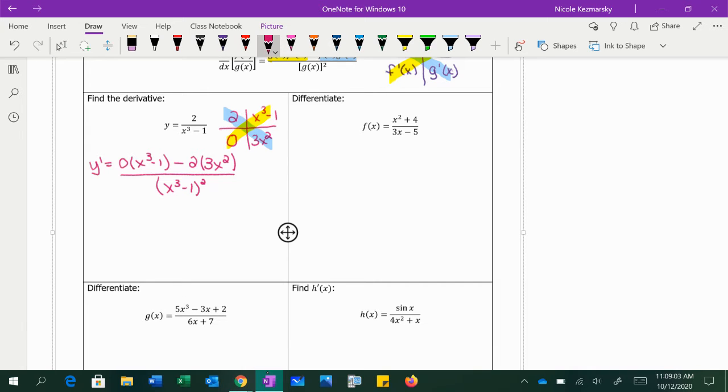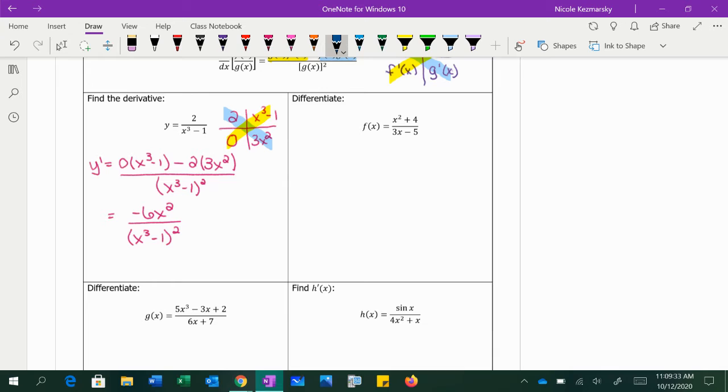And then we're going to clean this up a little bit. So the first term is going to go away because 0 times anything is still 0. Then I've got a minus sign and 2 times 3, so I've got minus 6x squared over x cubed minus 1 squared. Most of the time with quotient rule, when you're cleaning things up, you're probably not going to touch the denominator. You're most likely going to be simplifying the numerator.